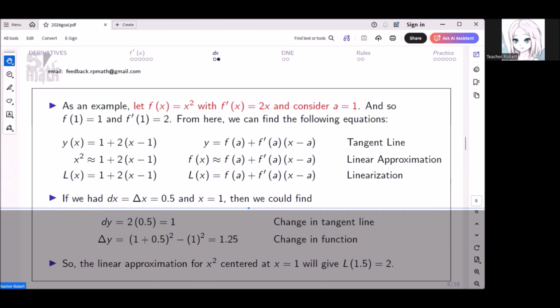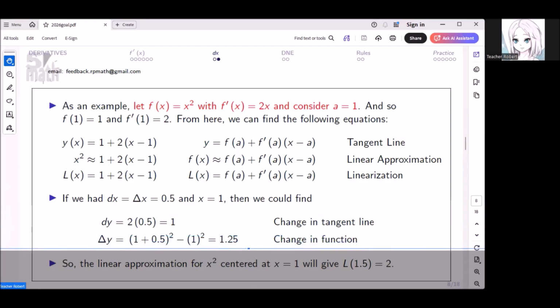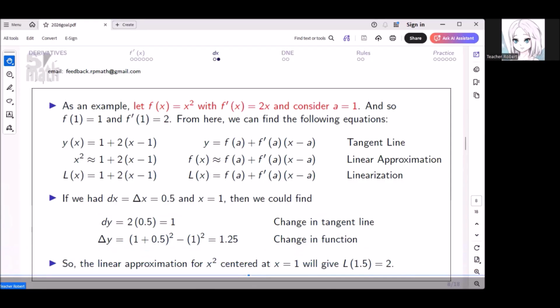If we had dx equals delta x equals 0.5 and x equals 1, then we could find change in tangent line, change in function. So the linear approximation for x squared centered at x equals 1 will give L of 1.5 equals 2.